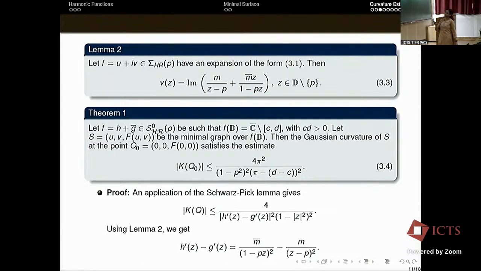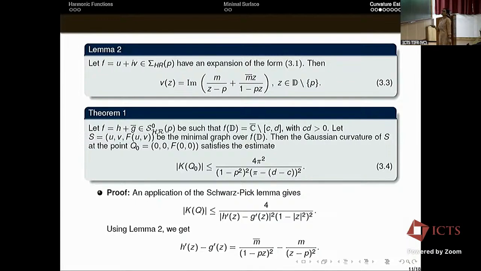Here we proved that if F is in the class sigma HR, P, such that the complement of F(D) is a real interval, and if S is the minimal graph that lies above F(D), then the Gaussian curvature of S at the point that lies exactly above the origin will satisfy this estimate.